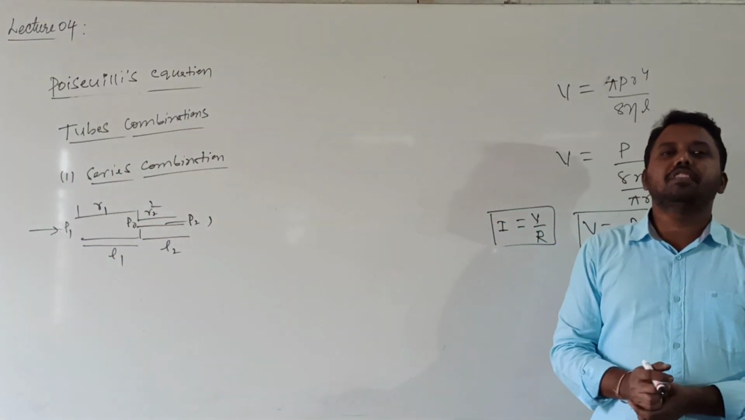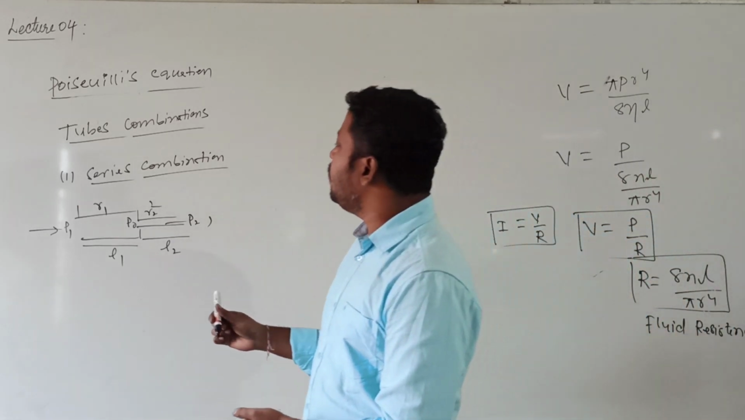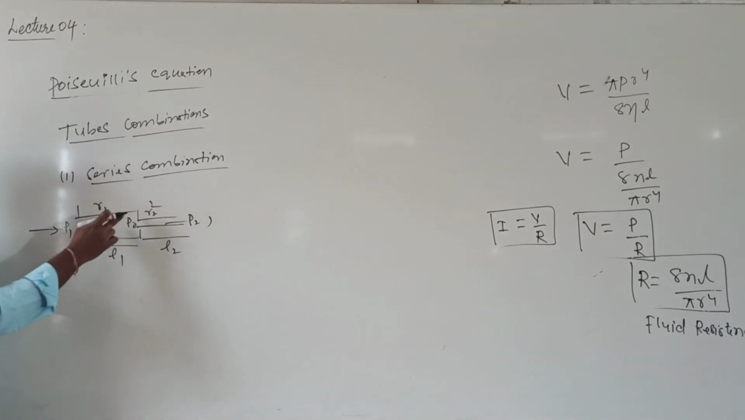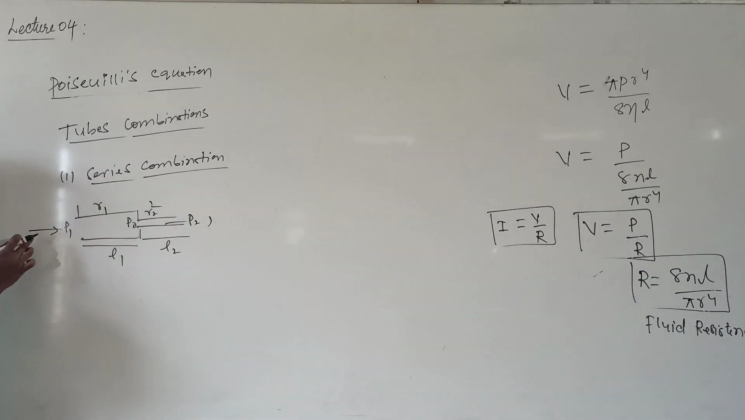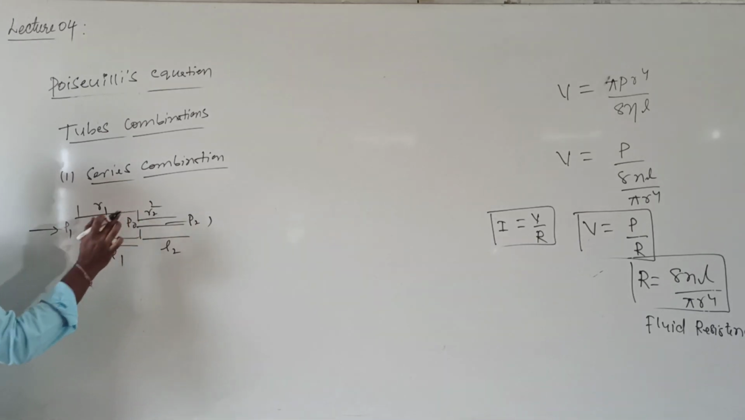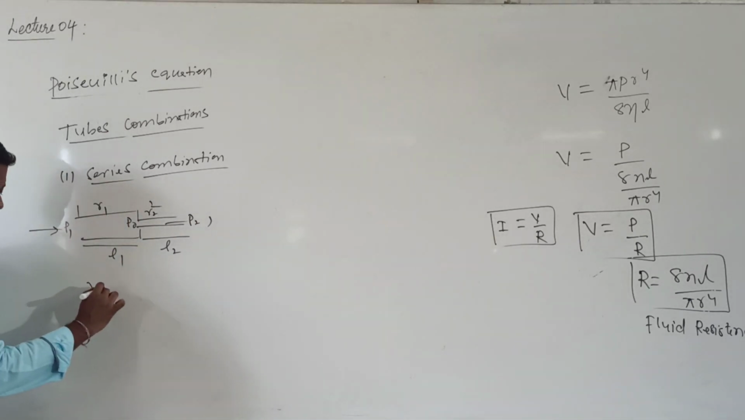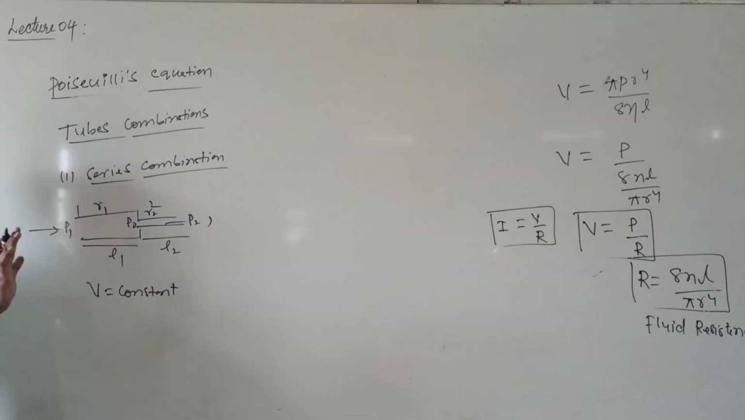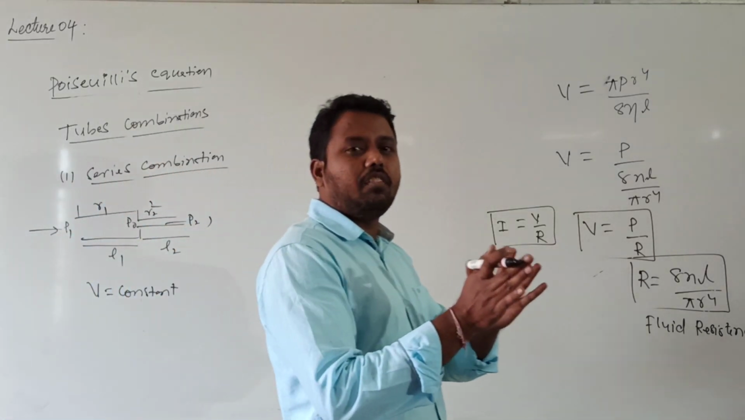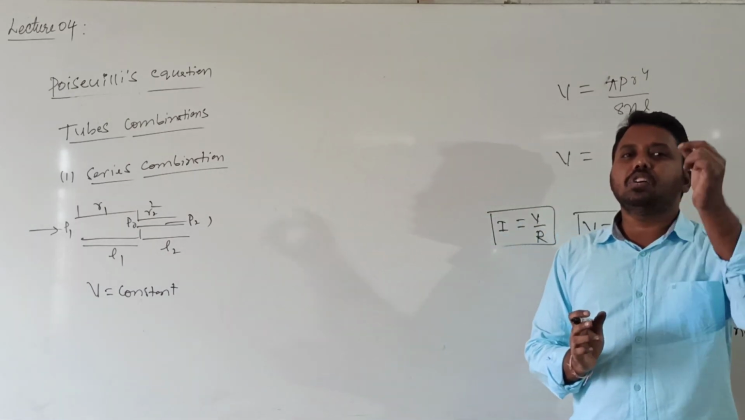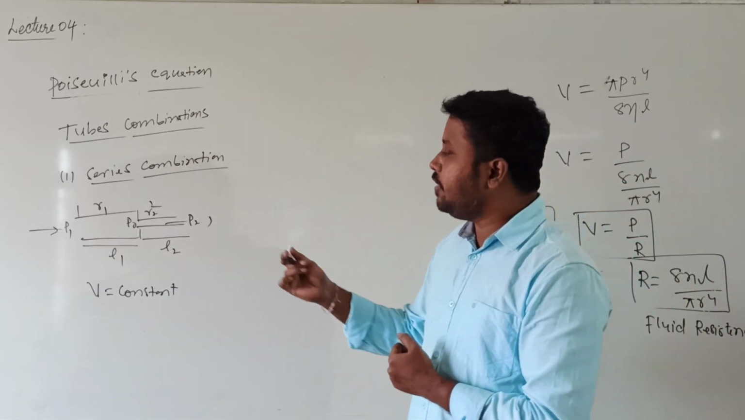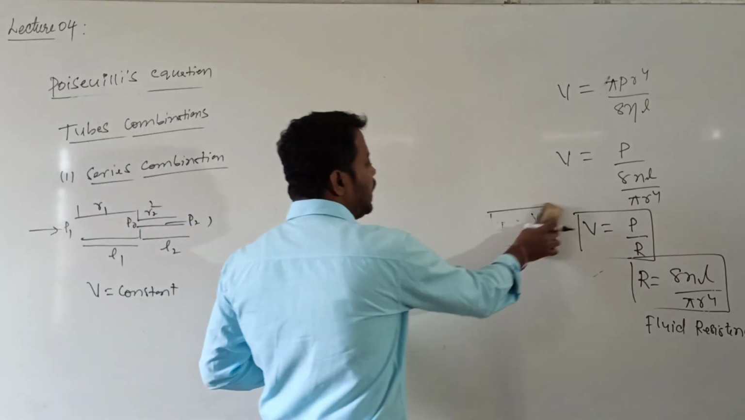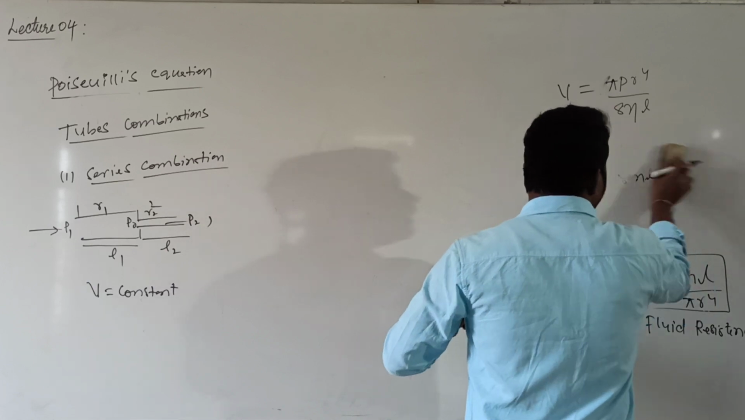In a series combination, the volume of the fluid entering the first tube is exactly equal to the volume of the fluid entering the second tube. How much fluid enters across the first tube, the same volume enters across the second tube. So V remains constant. Here V is not potential. V is the rate of fluid flow, that is, how much fluid is flowing per second. That V remains constant. Now what I want to calculate is the total volume of the fluid flowing per second.